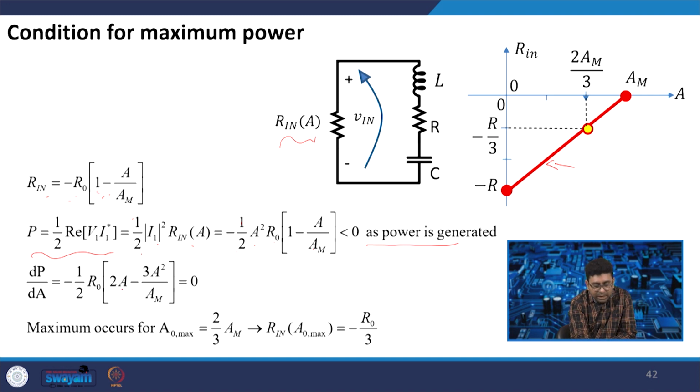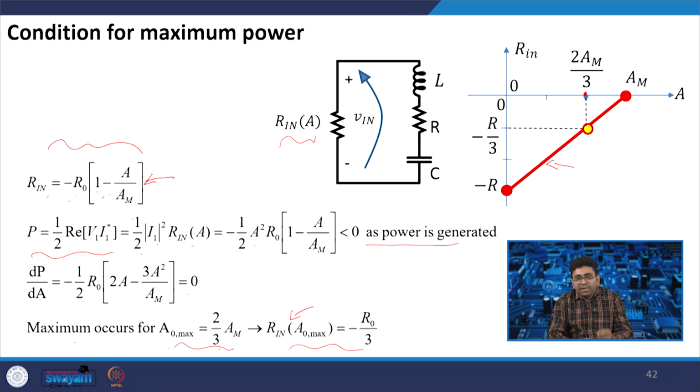If we equate it to 0, maximum power occurs for A naught max, which is 2/3 A m. So, at this point you will get maximum power. If you put 2/3 A m in this equation, you will get R in at A naught max equal to minus R naught by 3. So, this is the model that we have considered for the input resistance, and based on this model, the A naught max that is required is 2/3 of A m, and R in is equal to minus R naught by 3.